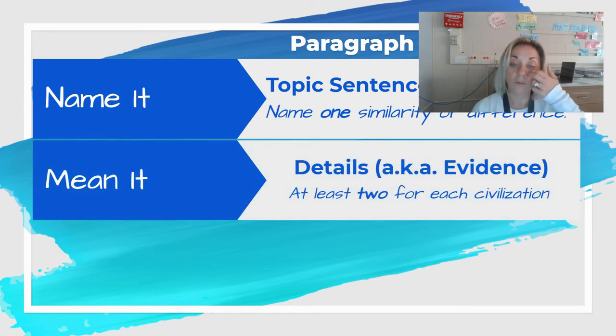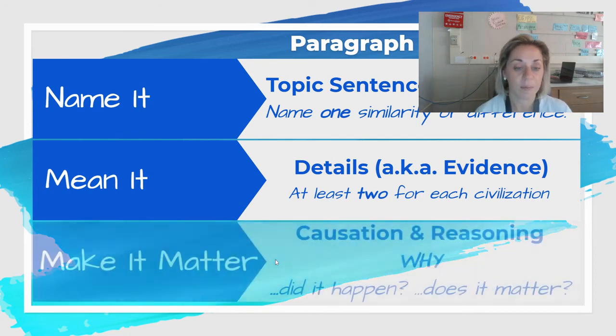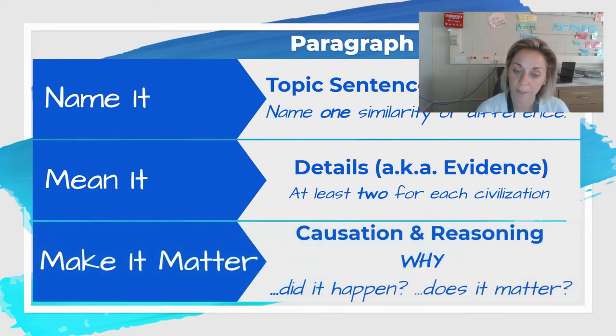Mean it. So give me details. All right. So how did that similarity or how did that difference work in Persia? Explain it for Greece. Make it matter is your causation. Why did it happen? Why does it matter? Meaning, so they're similar in their political structure. Okay, so then you give me 2 sentences about Greece's political structure, 2 sentences about Persia's political structure, and then a sentence that explains why they're so similar.